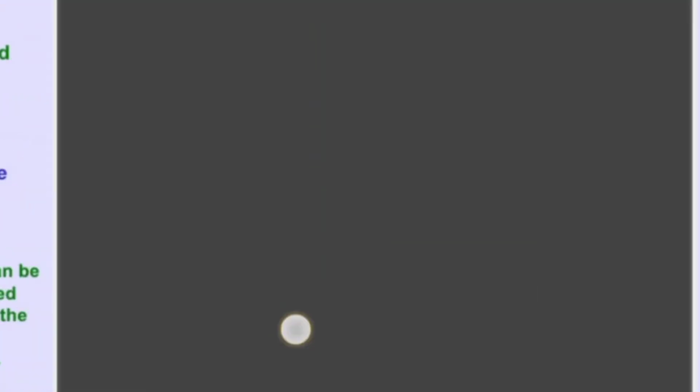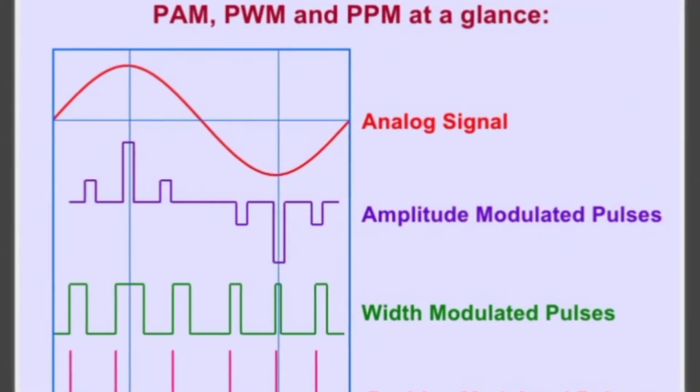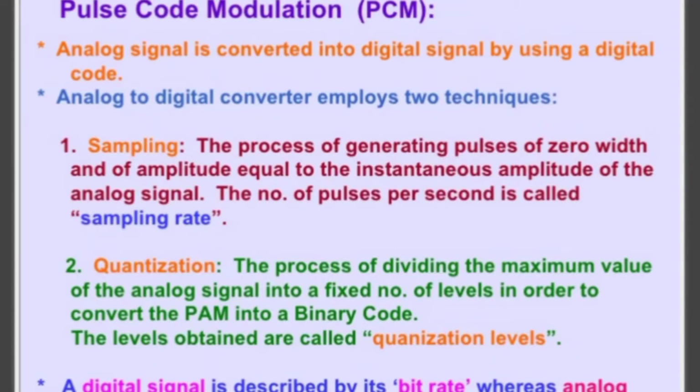Coming to all these: amplitude modulation, pulse width modulation, pulse position modulation are analog modulation techniques. Coming to pulse code modulation, it is one of the digital techniques. The analog signal is converted into a digital signal by using a digital code. The analog-to-digital converter, ADC, employs two techniques: sampling and quantization.